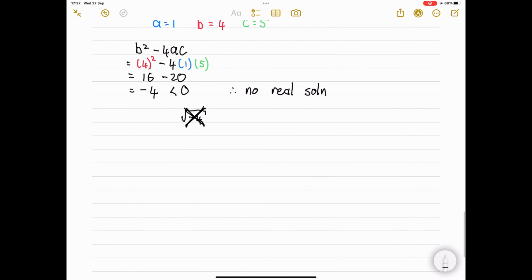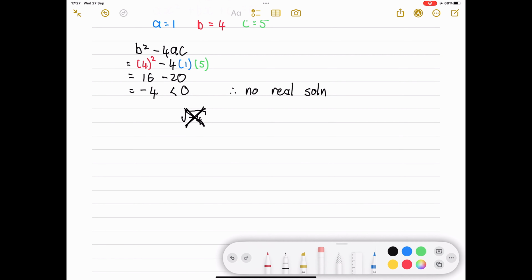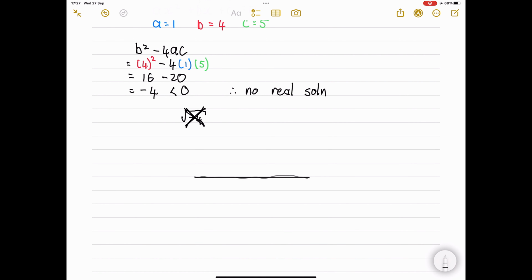And if you want to visualize this graphically, let's say this is your x-axis. Then your graph would look something like this. It doesn't cut the x-axis at any point. So there's no real solution. There's no values for x.